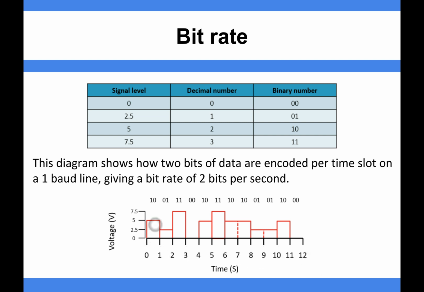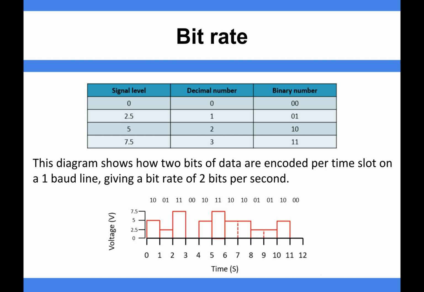So to send 1, 2, 3, 4, 5, 6, 7, 8, 9, 10, 11, 12 changes, that's 24 bits, and we're sending 2 bits at a time, it would take 12 seconds. To send this 24-bit binary string on a 1 baud line, with one change per second, sending 2 bits at a time, it's going to take 12 seconds. So you can see how these different terms relate to each other.